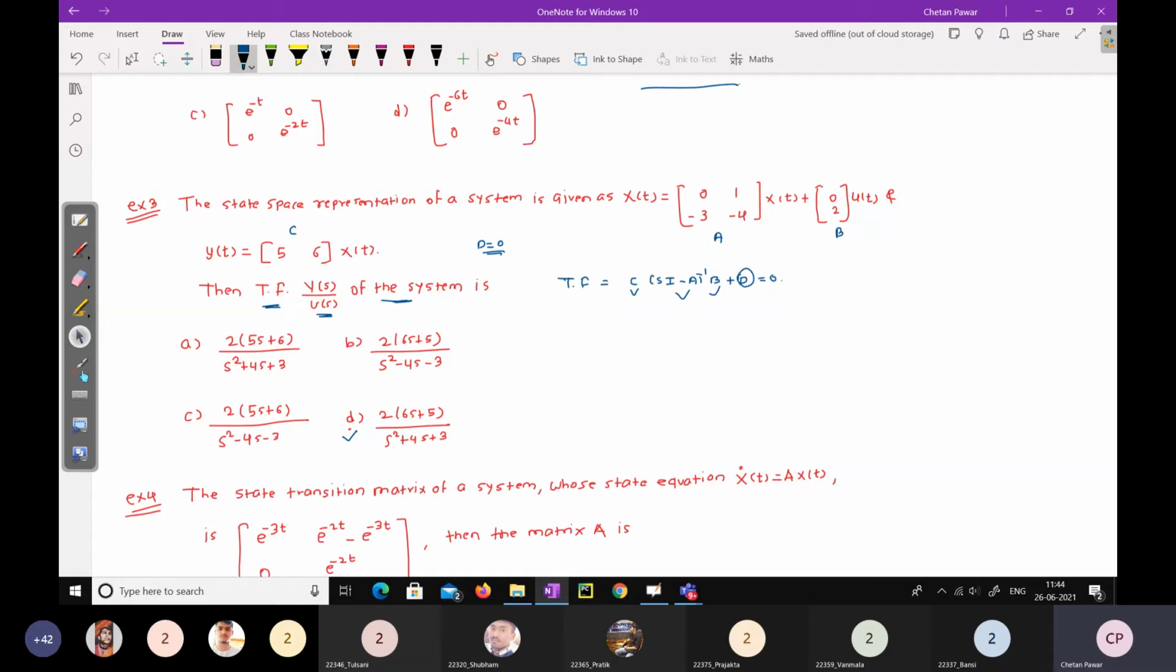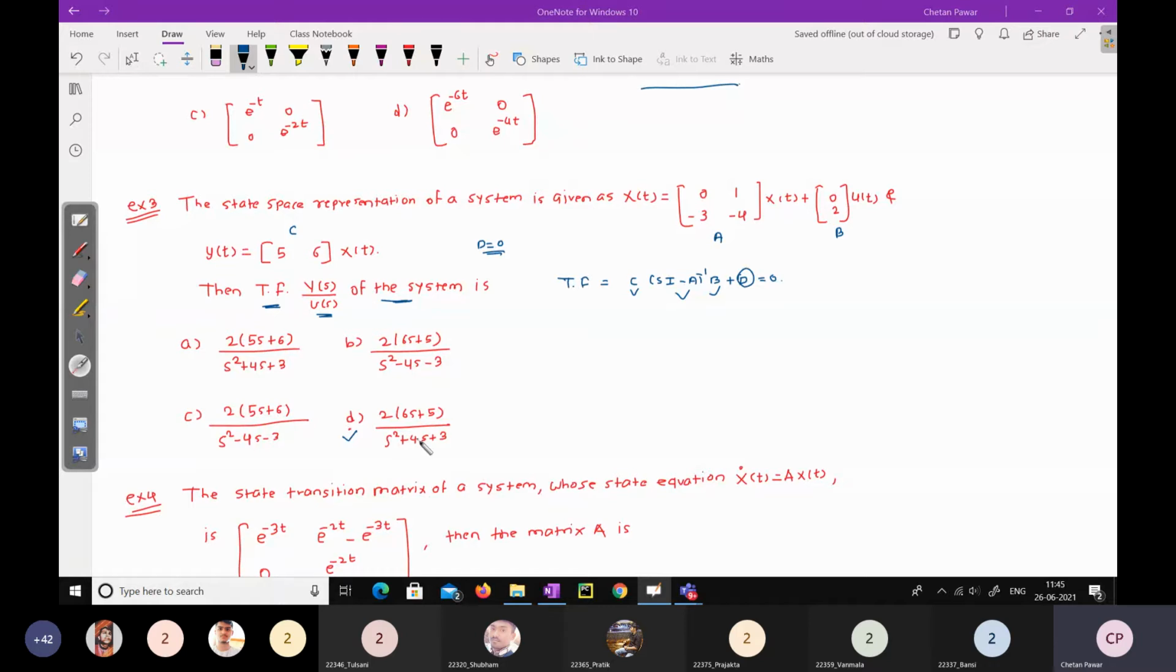So if you see option D, the A matrix, the second row is -3, -4. If you see the denominator of this particular transfer function, if I start traversing like this, -3, -4, okay. So the denominator and the A matrix terms will be the same, but there are two options which have the same denominator, option A and option D, right?